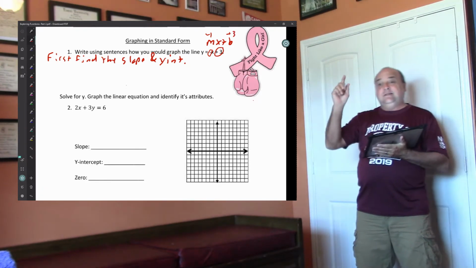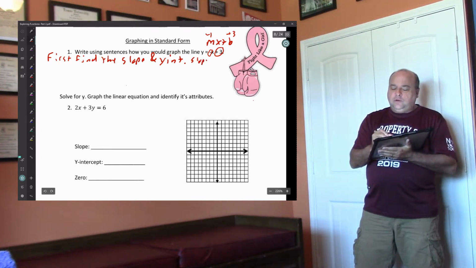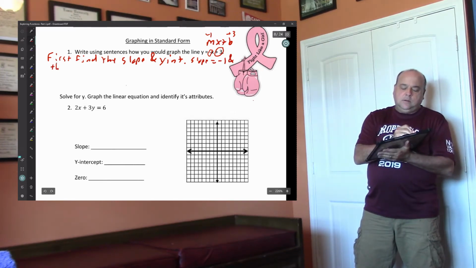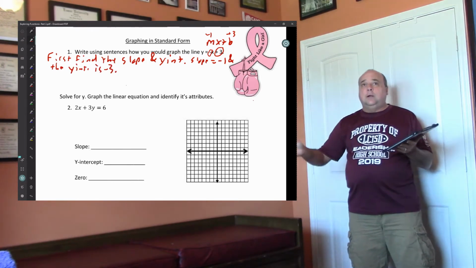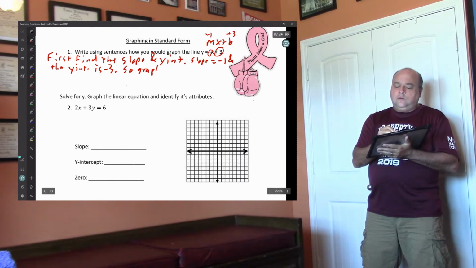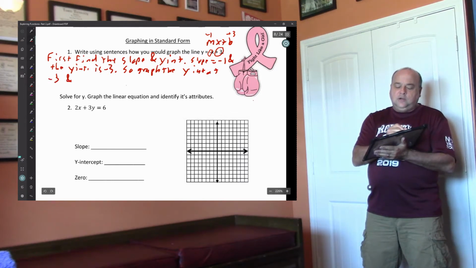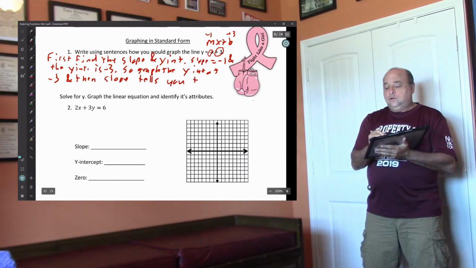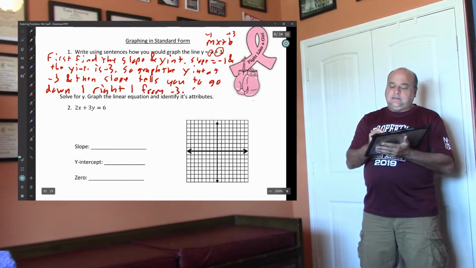You didn't get a lot of this last year due to COVID, so this is what we did the last 2 days. The slope is equal to -1 and the y-intercept is 3. You start with the y-intercept. In a word problem, the y-intercept will turn into the starting number. So graph the y-intercept at 3, and then your slope tells you to go down 1, right 1, from 3, and then you connect the dots.